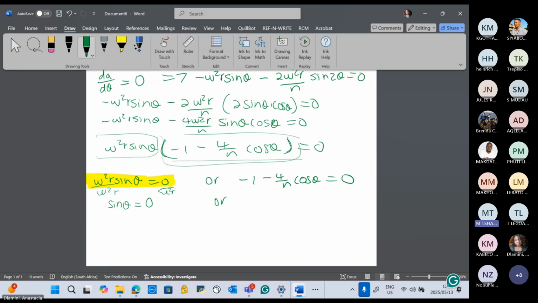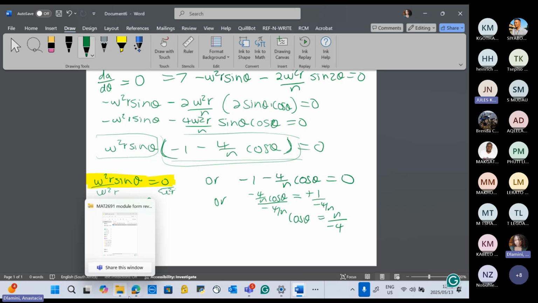We transpose -1 to the other side, which becomes +1. And then we divide by -4 over n. Then cos of theta becomes n over -4. Are you all okay? Yes, ma'am.